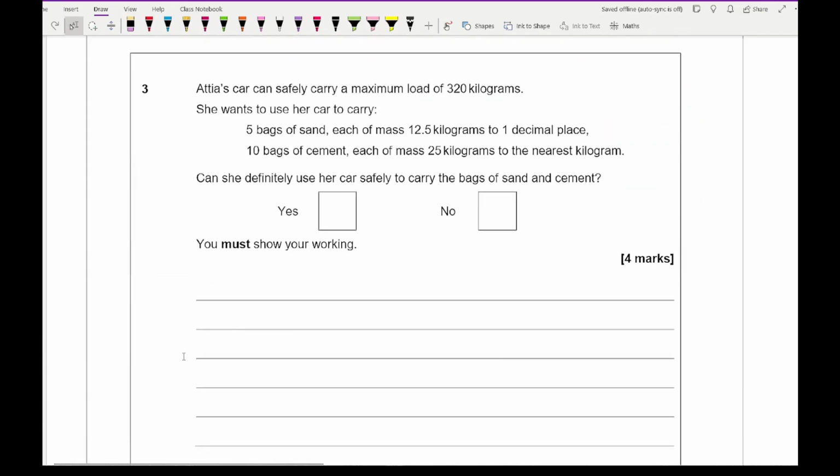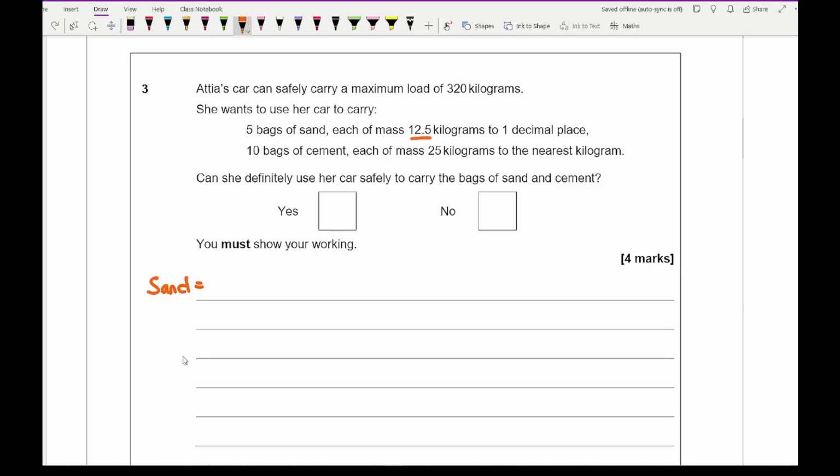Moving on to question 3, it says Atia's car can safely carry a maximum load of 320 kilograms. She wants to use her car to carry 5 bags of sand, each with a mass of 12.5 kilograms to one decimal place, and 10 bags of cement, each of a mass of 25 kilograms to the nearest kilogram. Can she definitely use her car safely to carry the bags of sand and cement? So first of all, let's have a look at the sand, and again work out the upper and lower bound.